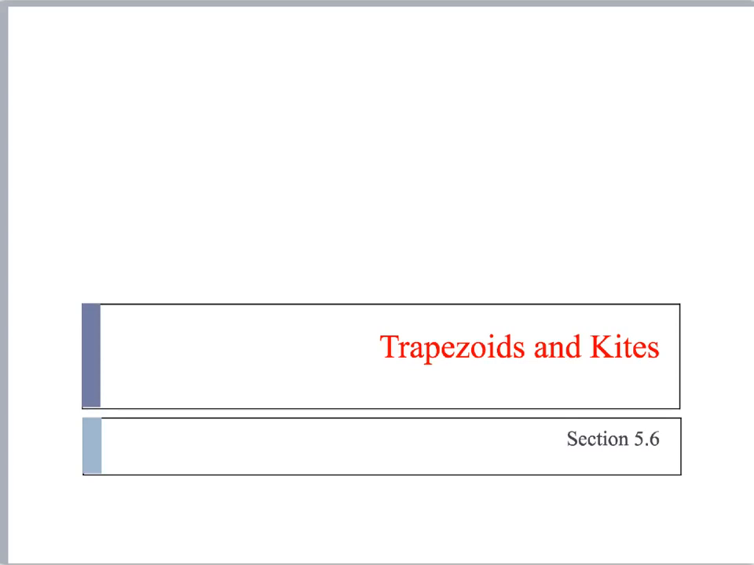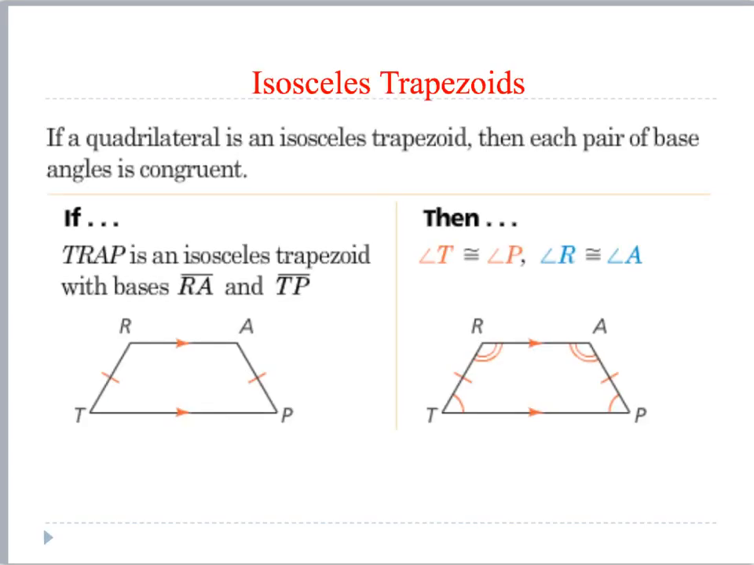All right, today we're going to talk about trapezoids and kites, so please follow along with your guided notes and fill in where need be. You can pause if you need to, rewind if you need any extra time on anything. All right, so first thing, if a quadrilateral is an isosceles trapezoid, then each pair of base angles is congruent.